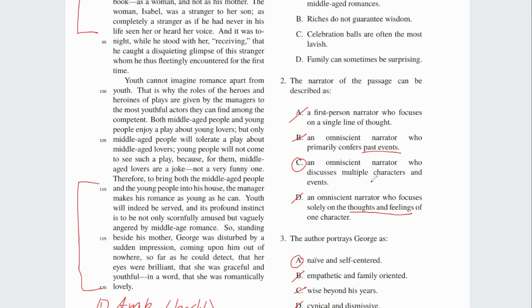Meanwhile, someone that solely focuses, as in answer choice D, solely focuses on the thoughts and feelings of one character, that's a very specific type of passage and one that you won't run into very often. So I think even just on probability, we can mark answer choice C. But of course, reading back through the passage, we can really figure out what is going on with it. And that it is an omniscient narrator, and that narrator does discuss, at the very least, multiple characters and events.